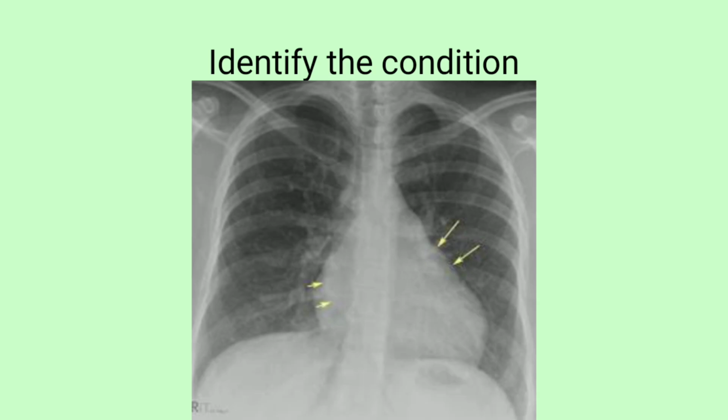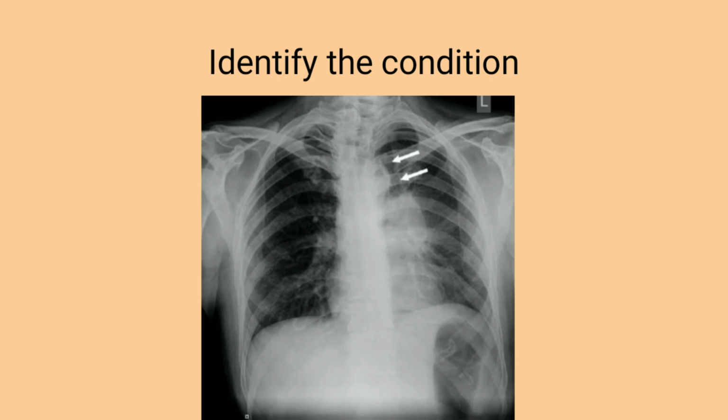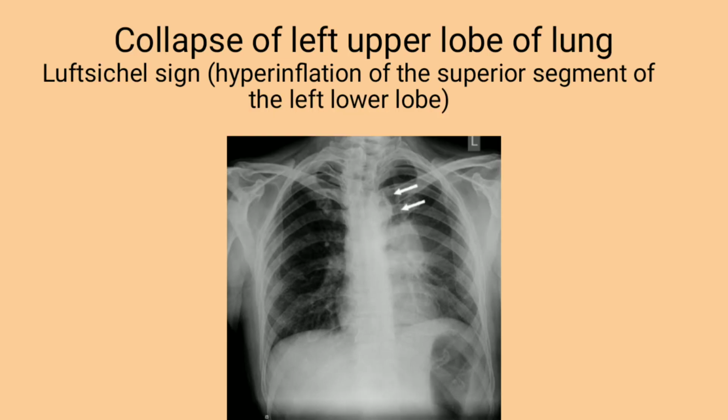Identify the condition. Widening of carinal angle, elevation of left bronchus, double shadow of right border of heart seen in left atrial enlargement. Identify the condition. Luftsichel sign, hyperinflation of the superior segment of the left lower lobe is seen when there is collapse of left upper lobe of lung.